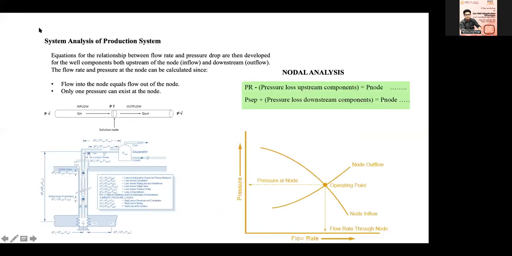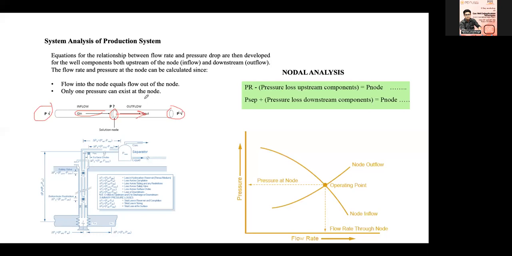Now let's move on to the system analysis of the production system. Here, let's assume that we have a segment. In this segment, at the upstream, you have the pressure, which is known. And from this upstream, you have the flow rate, which will flow through the solution node, which will be across the system. Across this segment in the middle, the fluid will flow out of the node, and you have the pressure in the downstream.